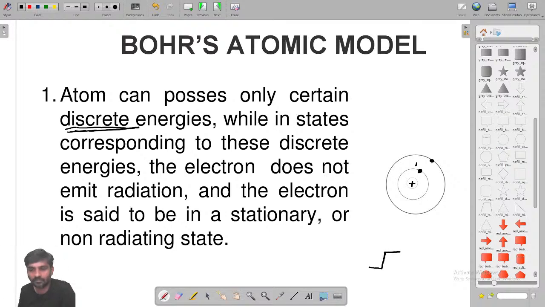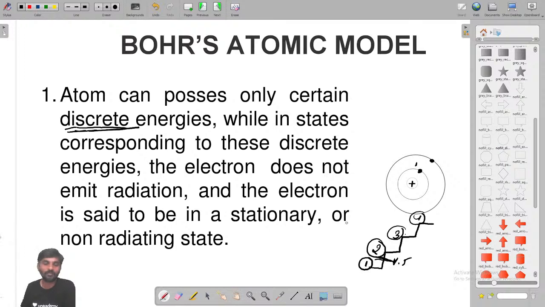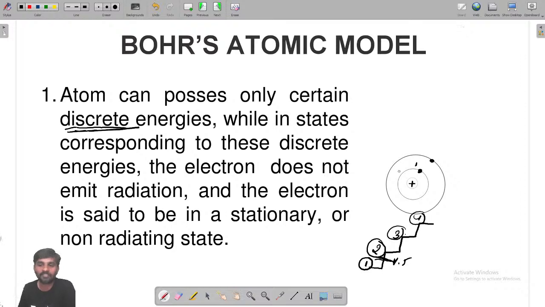A step is discrete, sir. You have 1, 2, 3, 4. Either you can be at 1, at 2, at 3, or at 4. You can't be at 1.5. Can you stand at 1.5? No, you can't. You have some definite energy, definite values: 1, 2, 3, 4. This is nothing but discrete. So similarly, the atom has some discrete energies.